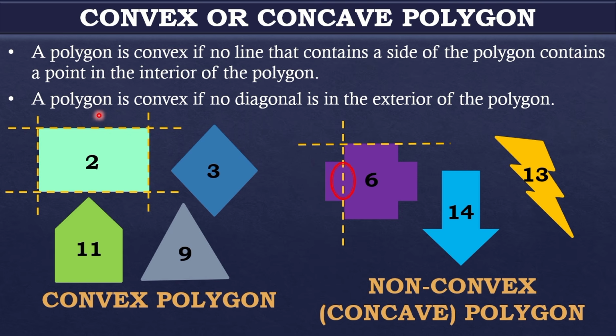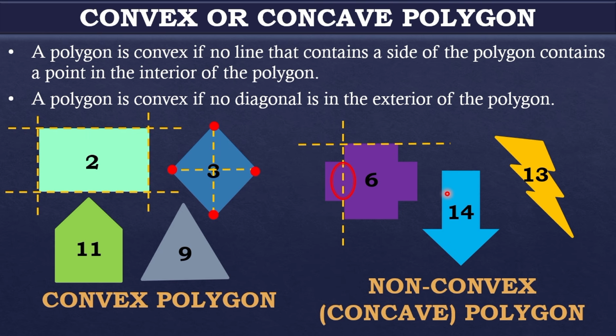Another way, a polygon is convex if no diagonal is in the exterior of the polygon. So dito naman, sa labas naman tayo titingin. Pero ang gagamitin po natin ay hindi na yung sides, yung diagonal na po. So, kung ito yung apat na vertex mo, gawa tayo ng diagonal. So, again, pag sinabi nating diagonal, non-consecutive. So, ito po yung mga diagonals natin. Meron po bang nasa labas? Meron po bang diagonal na nasa exterior? Wala po. That's why this is a convex polygon.